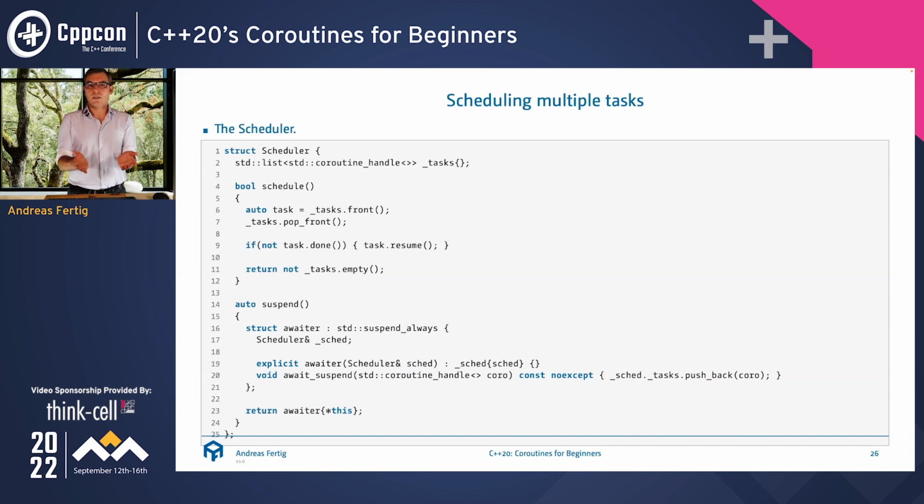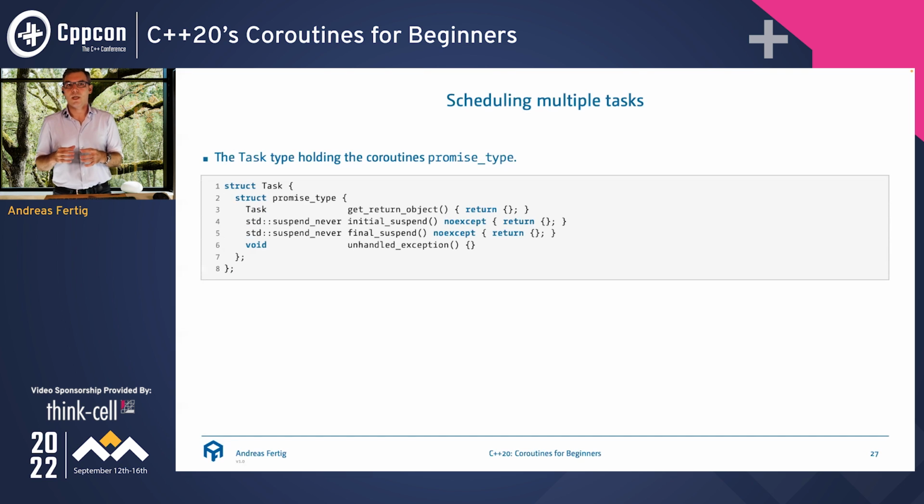So this is the scheduler. This is your tiny little scheduler. You can tune that and do more awesome things. And you can have multiple schedulers if you want, whatever. So this is your base for scheduling multiple tasks with coroutines.